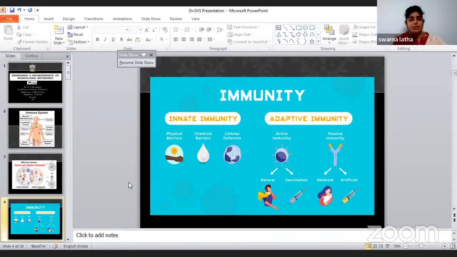Next comes the passive adaptive immunity. Passive means the body is not actively involved in the production of antibodies. Instead, here we give ready-made antibodies to the body so that the readily available antibodies can fight against that particular foreign particle. This is the major difference between active and passive immunity.